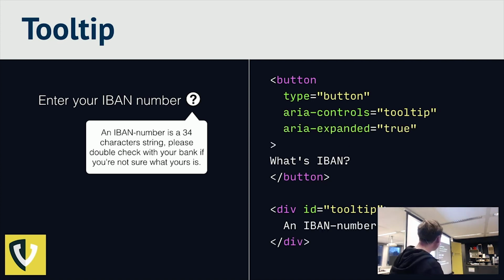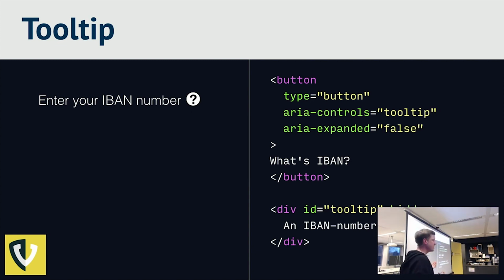And then the second thing you can do is set the expanded state. So this tells the screen reader whether this thing is open or closed. So ARIA expanded true opens it, and then when you set it to false, it's hidden. This doesn't do the actual behavior; it just conveys the state to accessibility tools. And then you can do the hiding itself with CSS or whatever you prefer.